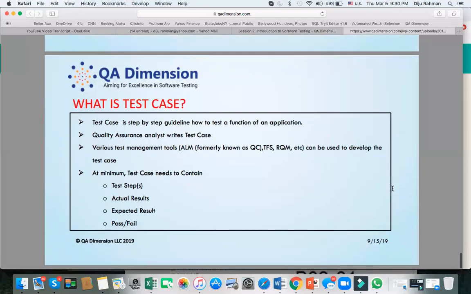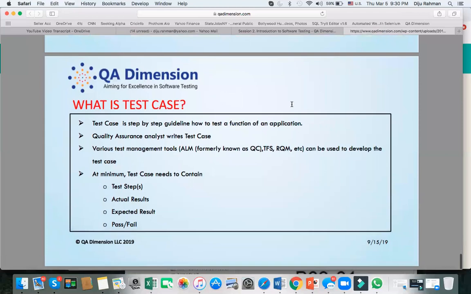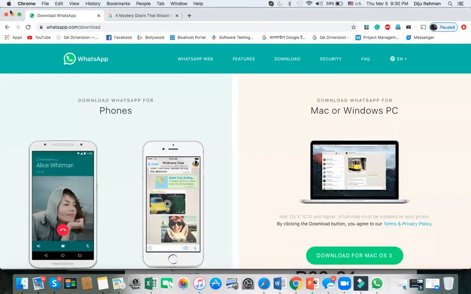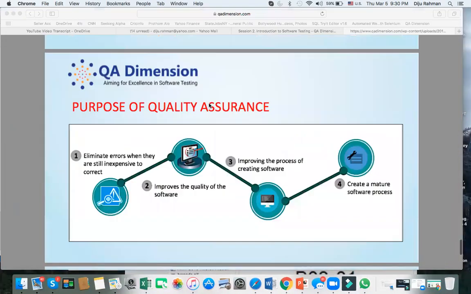I'm not going to cover the test case now because I have a separate session just for the test case. But let me quickly, and I know I'm running out of time, go over some homework questions.